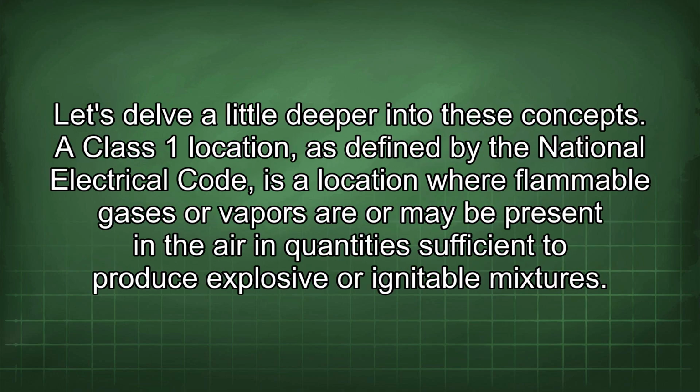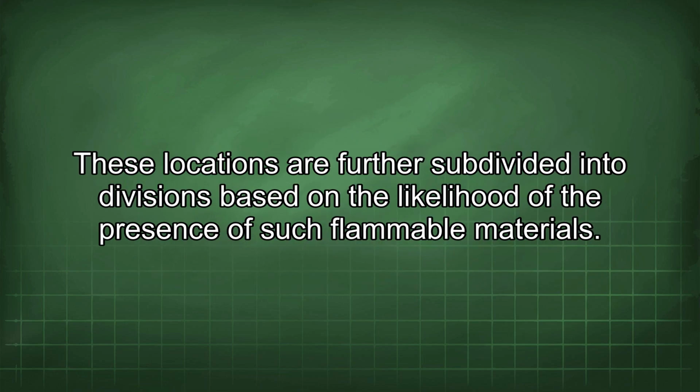Let's delve a little deeper into these concepts. A Class 1 location, as defined by the National Electrical Code, is a location where flammable gases or vapors are or may be present in the area in quantity sufficient to produce explosive or ignitable mixtures. These locations are further subdivided into divisions based on the likelihood of the presence of such flammable materials.